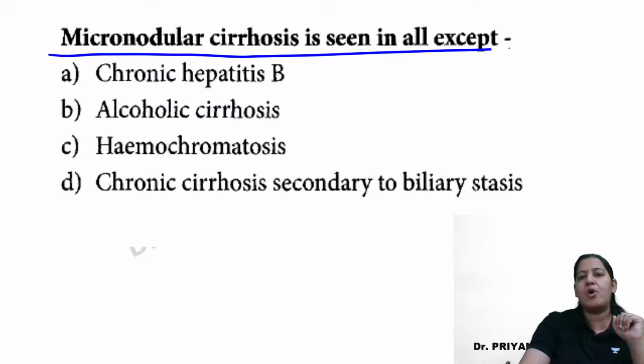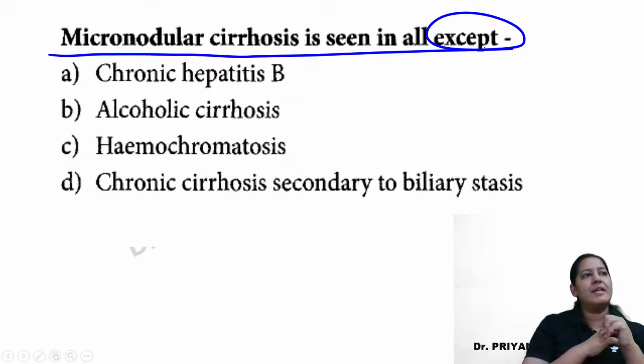Micronodular cirrhosis is seen in all except. It is seen in all except. So tell me the condition in which micronodular cirrhosis is not seen. Macronodular is seen. Rest all will be micronodular. What is the correct answer here?